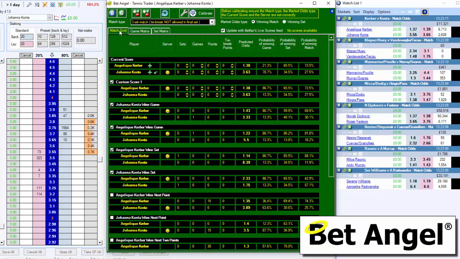But in a nutshell, that's how you would come up with a trading script for a tennis match. Whether you trade that manually or automatically is up to you, but that's the sort of thing that I do before every match. Look at all the scenarios, figure out where my natural entry and exit points are, and also what up and down side I've got, and what I need to achieve to get that payoff. Hope that's been useful for you.